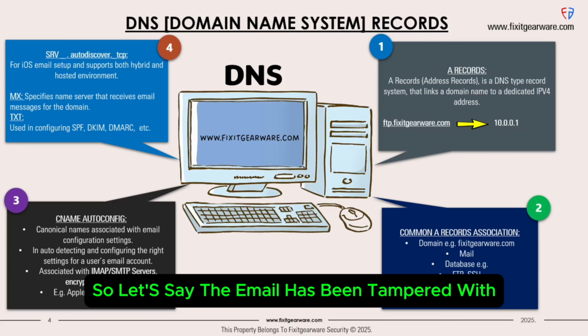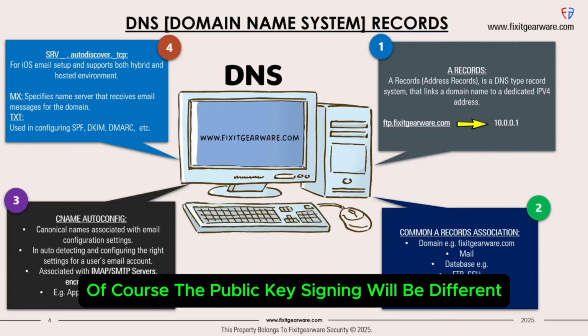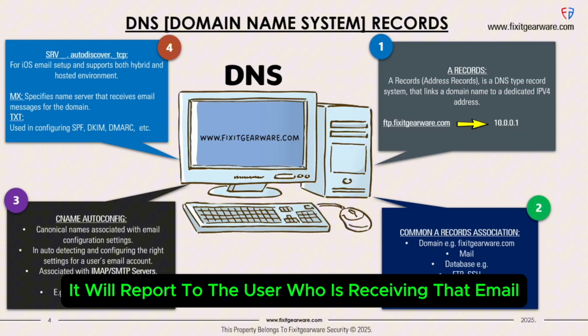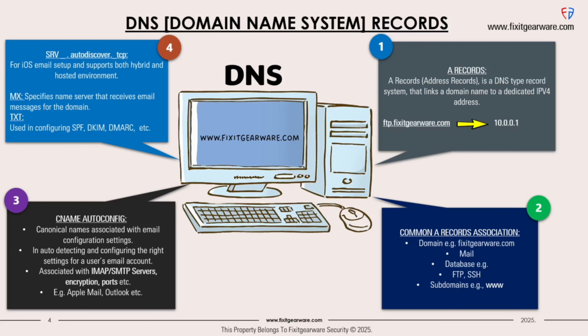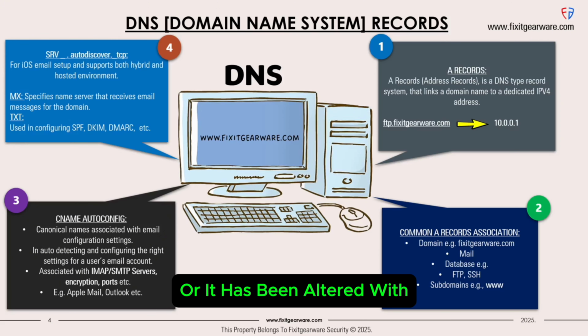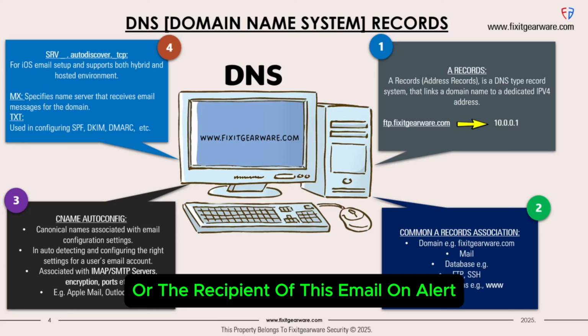So let's say the email has been tampered with. Of course, the public key signing will be different, right? And it will report to the user who is receiving that email that it's spam, or this content is coming from an untrusted source, or it has been altered, or show some error messages, to keep the user or the recipient of this email on alert.